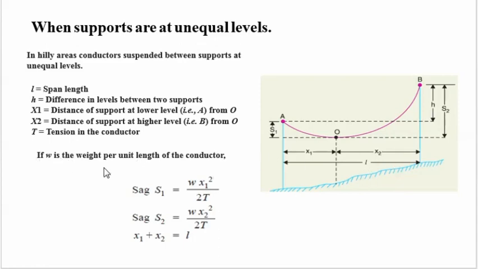And if W is weight per unit length of conductor, then according to our previous equations we have sag S1 will be equal to W into H1 square divided by 2T, and sag S2 will be given by W into H2 square divided by 2T. Here we have H1 plus H2 equal to this length L.